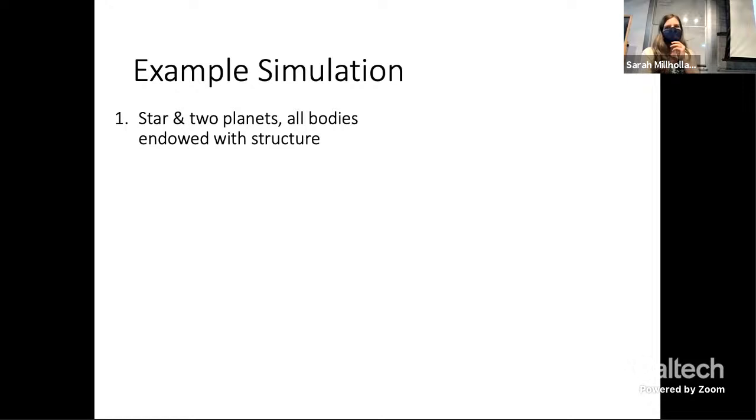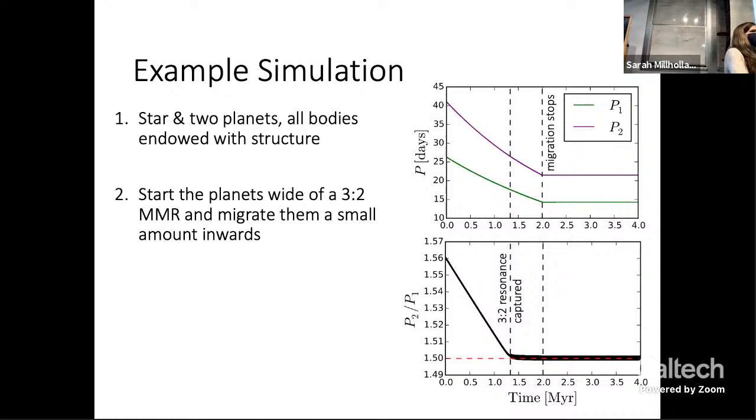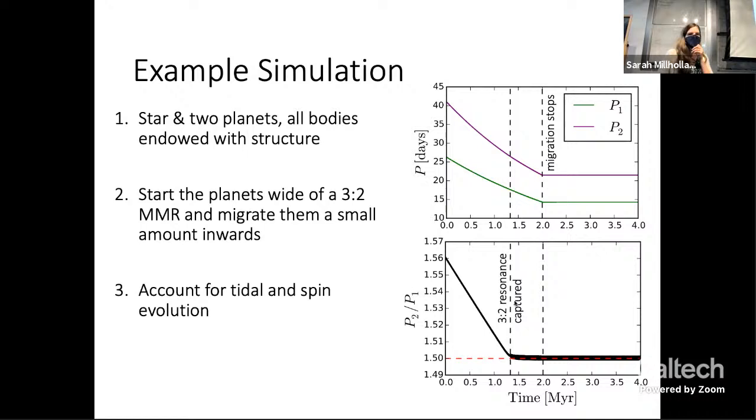The thing is that in order to get into these mean motion resonances in the first place, the planets have to migrate at least a little bit in the disk. And so I'm going to start out the system a little bit wide of a 3-2 mean motion resonance, and just migrate the planets a little bit so that they encounter this resonance. And then finally, in addition to the standard Newtonian point mass accelerations, I'll also account for the tidal and spin evolution of the planet.